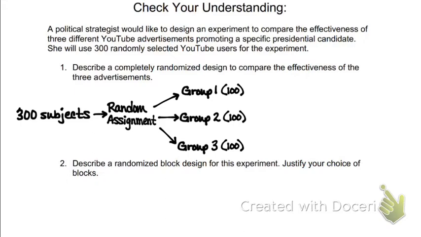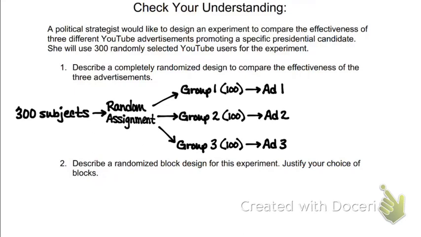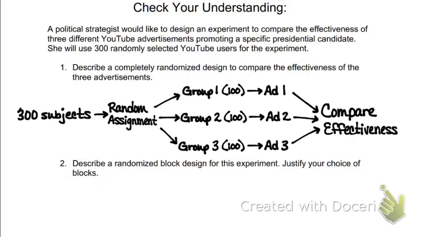I didn't get quite as specific as you did on yours. I just said, we've got our 3 ads, ad 1, 2, and 3. Randomly assign these 3 groups to those 3 ads. Then bring it back together and compare the effectiveness of that.